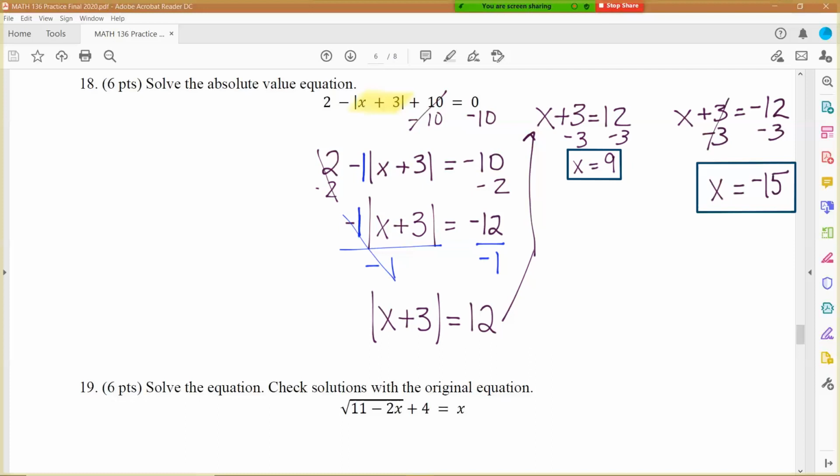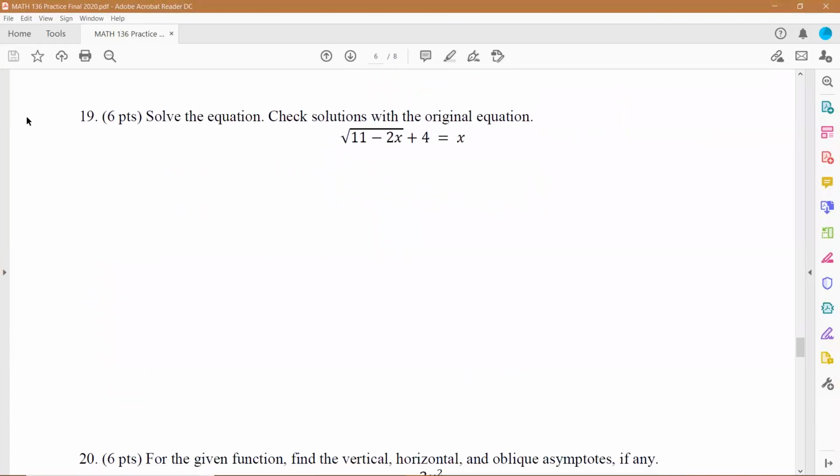Questions on this one? No, you're good. So for question 19, we're going to solve this equation.